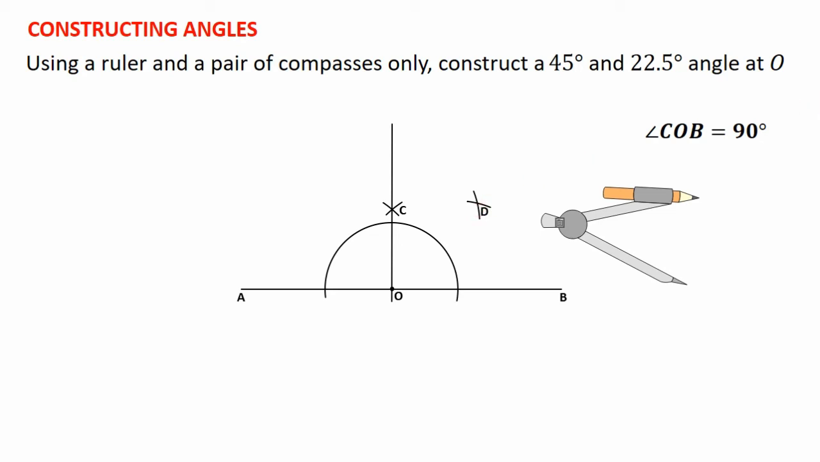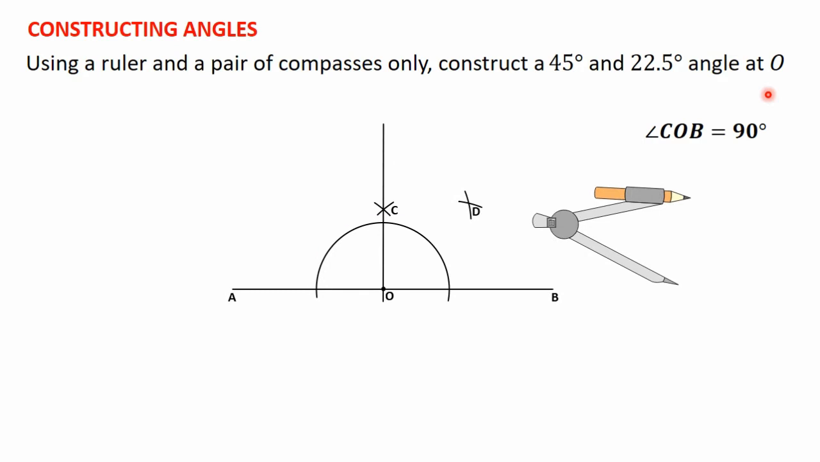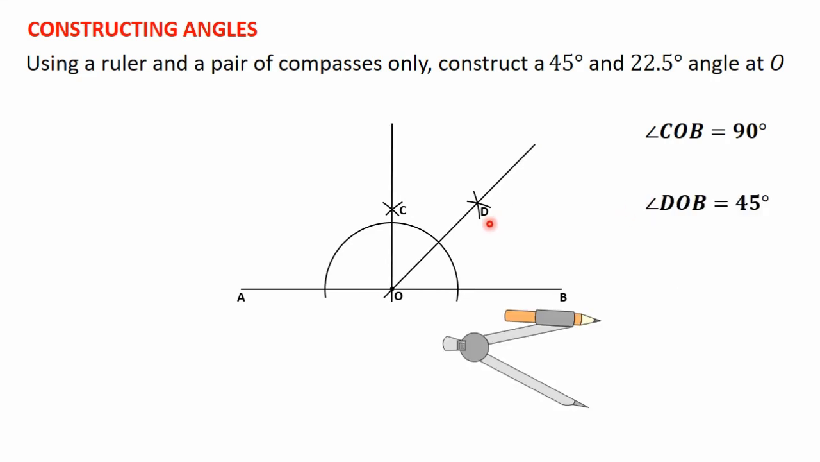To get the 45 degrees angle, you join point D to point O. So using a ruler and a pencil, you join point D to point O. Joining point D to point O will give us the 45 degrees angle. So from here we can say that angle DOB is 45 degrees. Angle COB was 90 degrees, then we bisected it to get angle DOB, which is giving us 45 degrees.